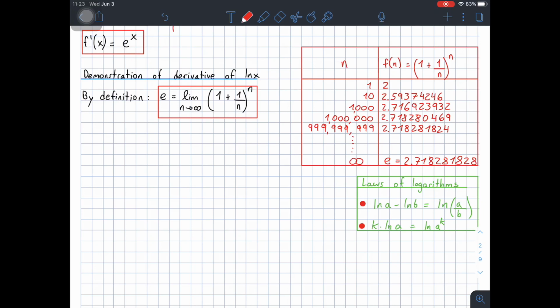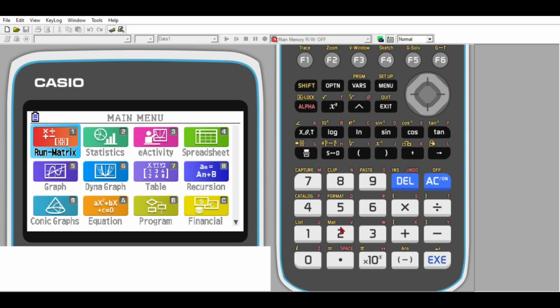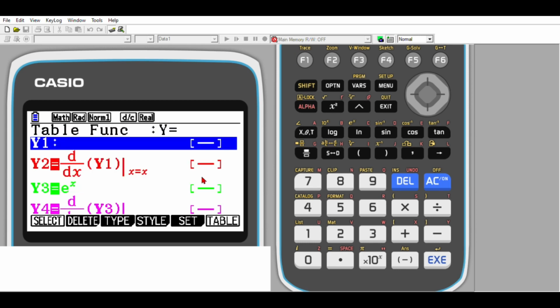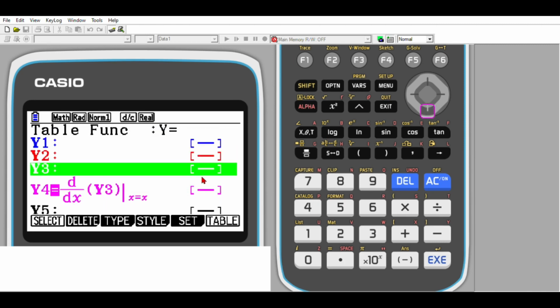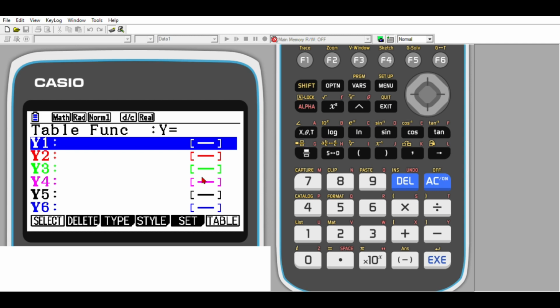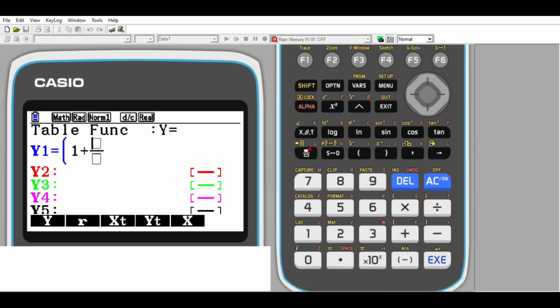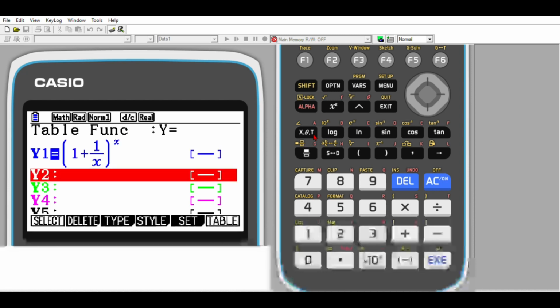So you should be able to see a calculator right now. If you're looking at the calculator, first of all, we're going to go to menu table, okay? Menu table. And let me erase all of this. Erase. So we're going to plot the function that we're talking about, which is parentheses 1 plus 1 over x, remember we're writing x instead of n, 1 over x, to the power of x, okay? To the power of x. So this is our function.